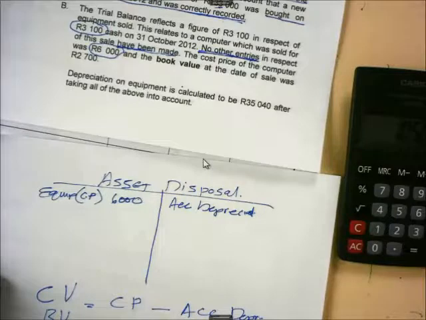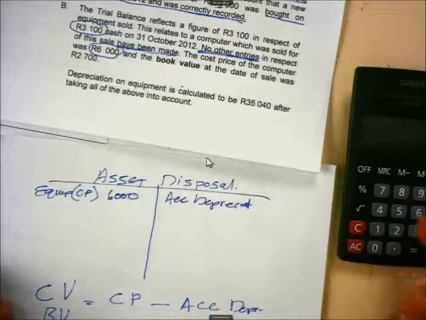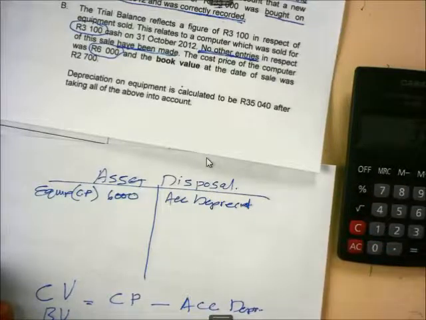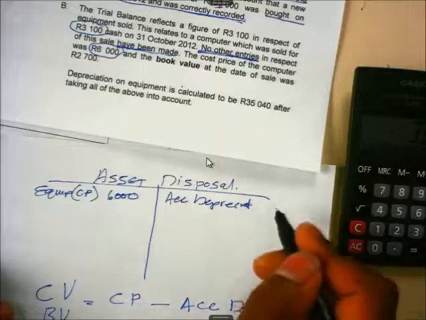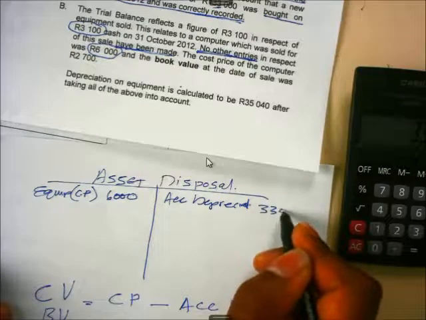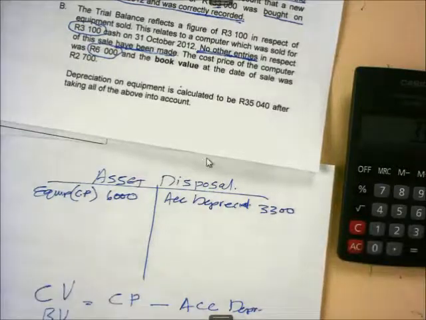6,000. Therefore, it means now that accumulated depreciation would be cost price minus carrying value. It will be 6,000 minus 2,700. That will give you 3,300. Now, there we are. Accumulated depreciation is 3,300.